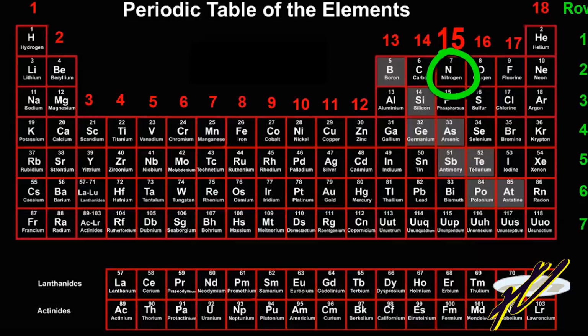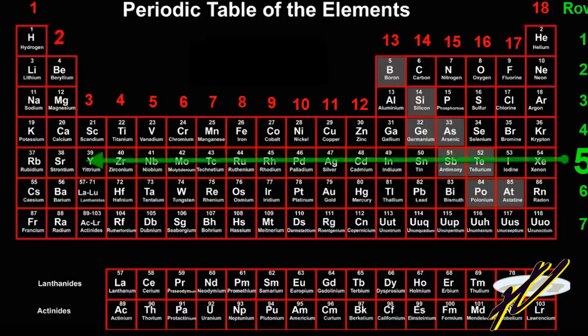Could be nitrogen or arsenic or any of the others. Your choice. But what if you were asked which element is in row 5 and group 2? There can only be one answer: strontium. Each element has its own unique combination of row and group.